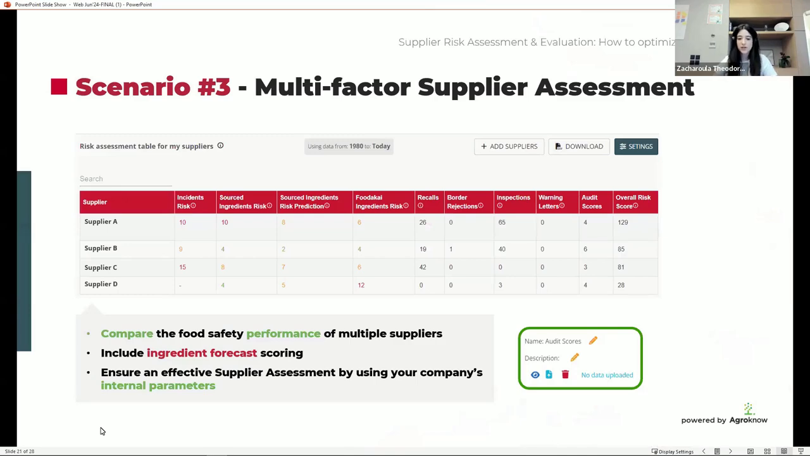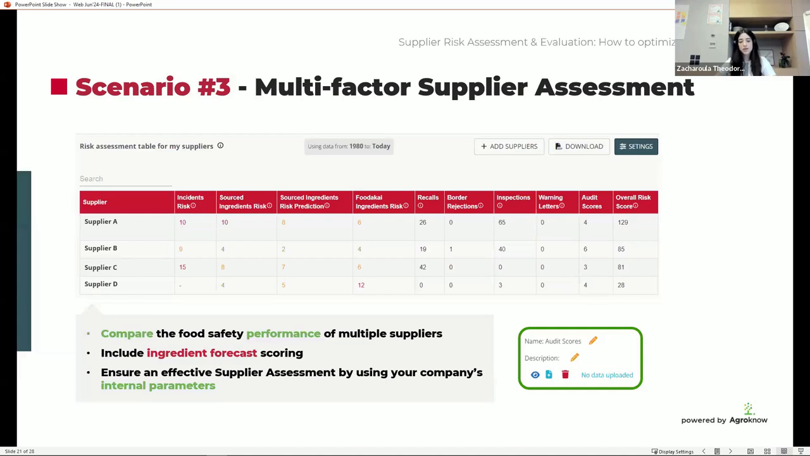Performing a thorough supplier risk assessment is crucial for identifying and mitigating potential risks in your supply chain. This automated supplier risk dashboard that you see on this slide calculates an overall risk estimate per supplier. It considers multiple factors such as incidence risks, recalls, border rejections, or warning letters. This multi-factor formula is highly customizable to your own standards, ensuring that you can tailor the assessment to your specific needs. The inclusion of forecasted sourced ingredient risk scoring can help a food and beverage manager improve the resilience of their supply chain by identifying and mitigating potential risks before they become major issues.